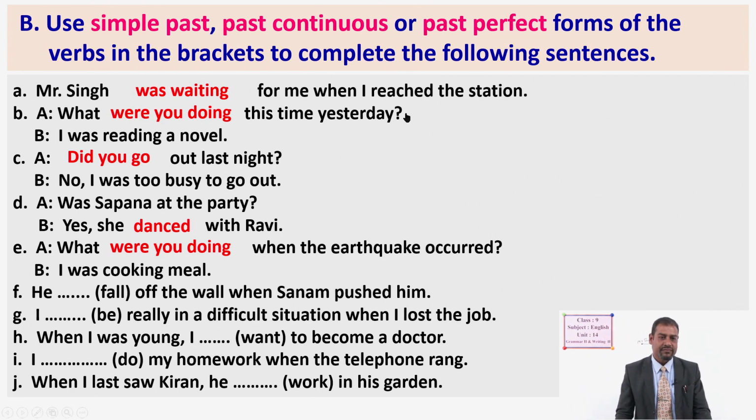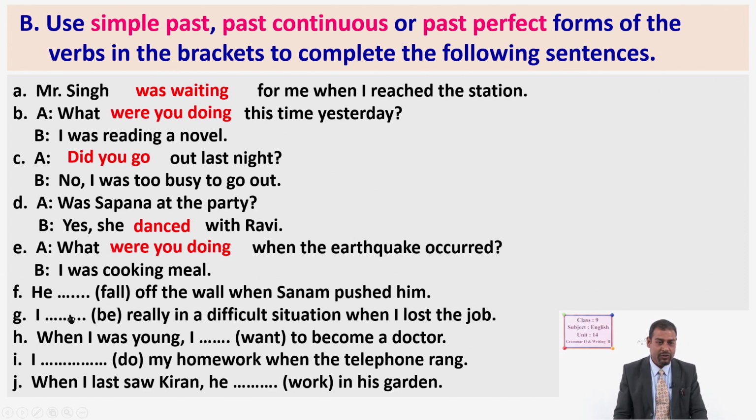Next, he fell off the wall when Sonam pushed him. Dear students, now two actions happen there. In this case, what do you use? Simple past, past continuous, or past perfect? Suppose I push someone and that person falls down. In this case, two actions happen, but one action takes place immediately after another. If it happens in the past, one action immediately after another, you have to use simple past tense for both actions.